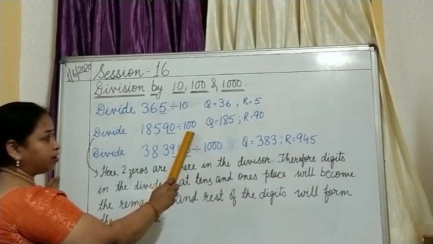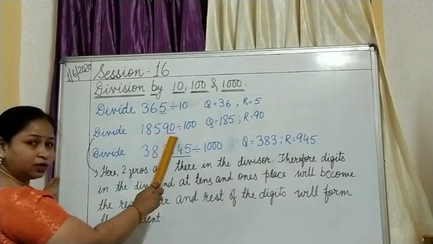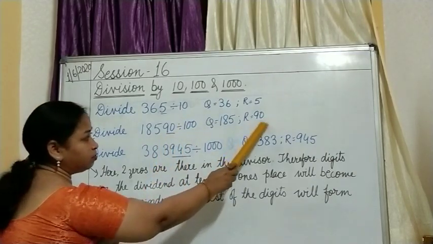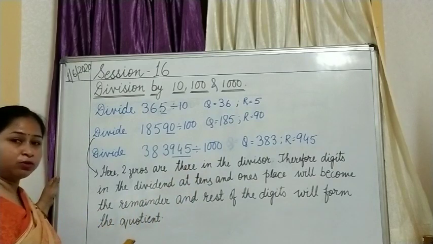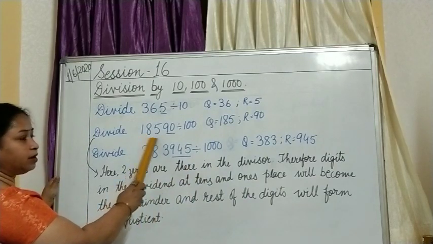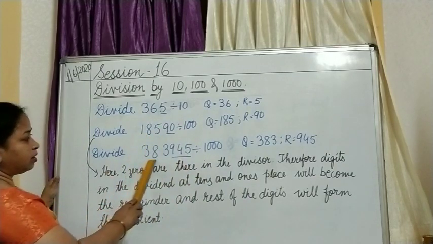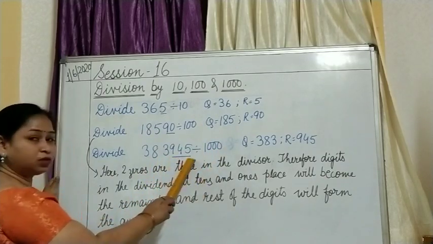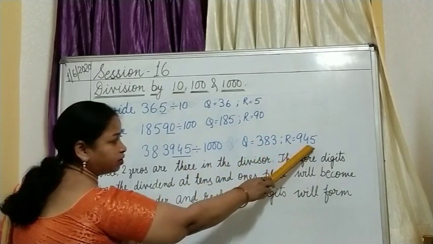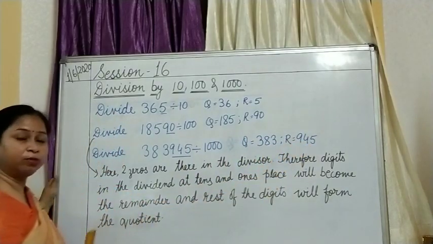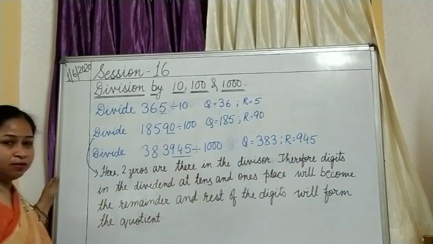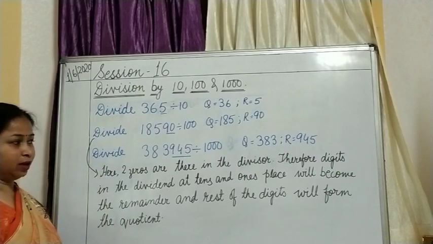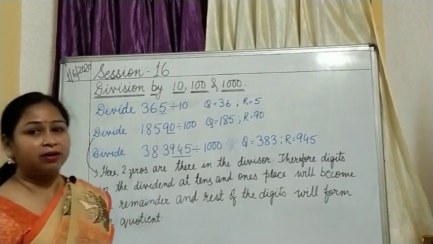18590 divided by 100. There are 2 zeros, so the last two digits, that is 90, become our remainder. And what about the quotient? The left out digits, 185. 383945 divided by 1000. There are 3 zeros, so the last three digits become our remainder, 945. What about the quotient? 383. Easy? Okay, let us apply this in the exercise.